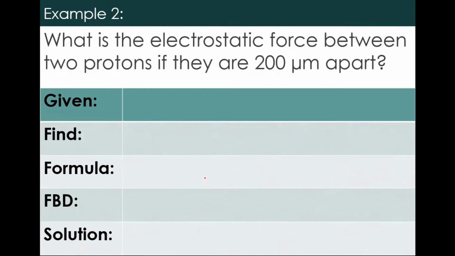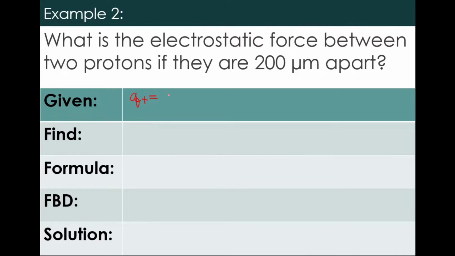Now, example number 2. What is the electrostatic force between two protons if they are 200 micrometers apart? So we have here the given. Since we are dealing with protons, we can have Q positive. It depends on how you're going to represent that one, as long as there is a Q, which is a proton.